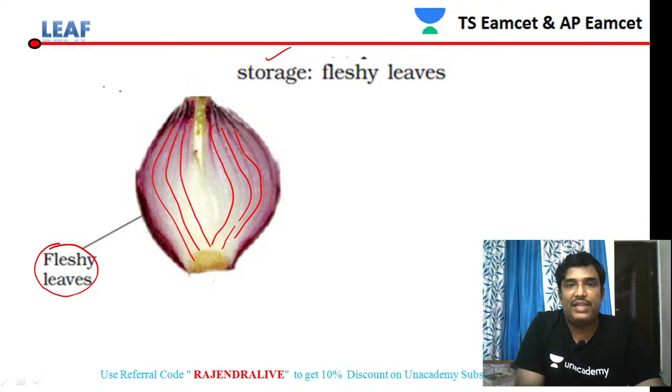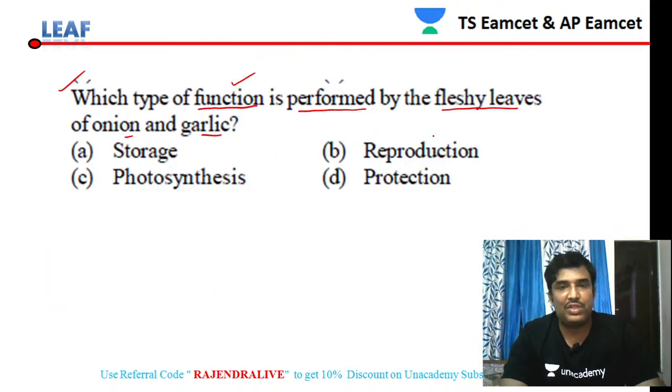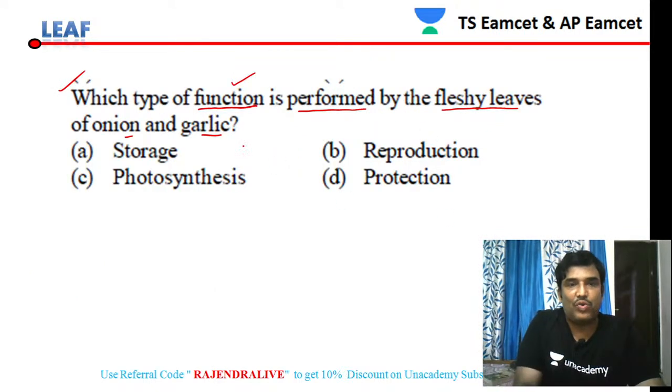So these fleshy leaves, what are they doing? They are involved in the storage of food material. The fleshy leaf bases are involved in the storage of food material. Now let us come back to our question. Which type of function is performed by fleshy leaf bases of onion and garlic? That is the question.